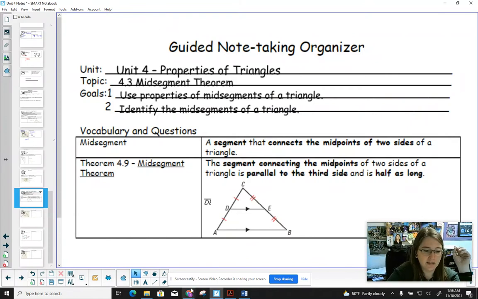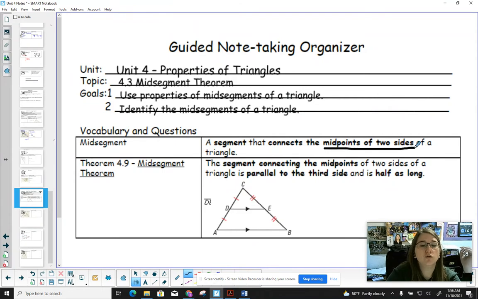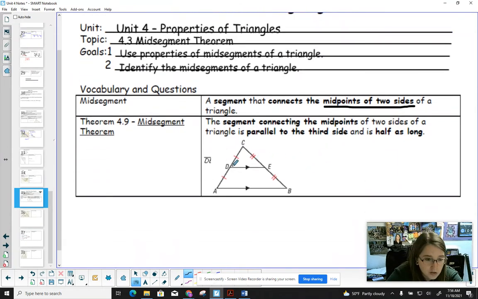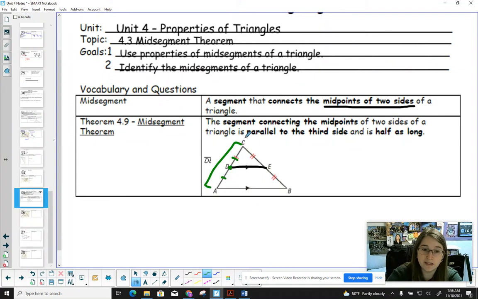What a mid-segment is, is exactly what it sounds like. It connects the midpoints of two sides of a triangle. So we would call this one a mid-segment because, if you notice, D is the midpoint of this side because we see we have two congruent pieces. That makes it the midpoint, right? And over here, E is the midpoint of this side because, again, we can see that we have two congruent pieces. That means, by definition, E is the midpoint.